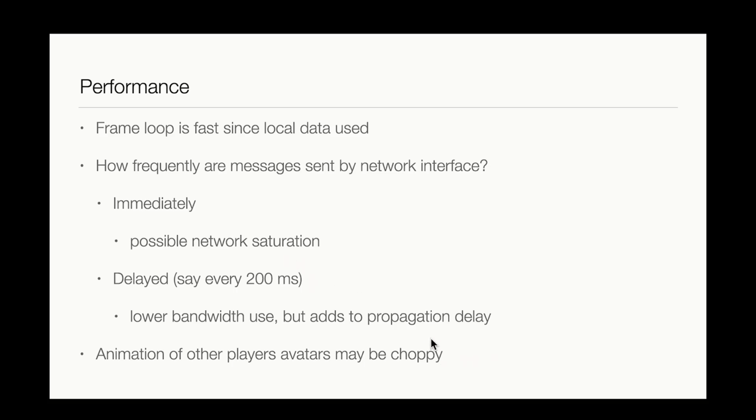On the last assignment, there's a slider that lets you fiddle with the propagation delay. So you can either send messages all the time, or you can wait up to one second to send a message. Right? You can imagine what's happening if you wait 1 second to send an update message. The animation looks very choppy because you're updating the position of the other players in the world once per second. Right? And that looks very choppy.